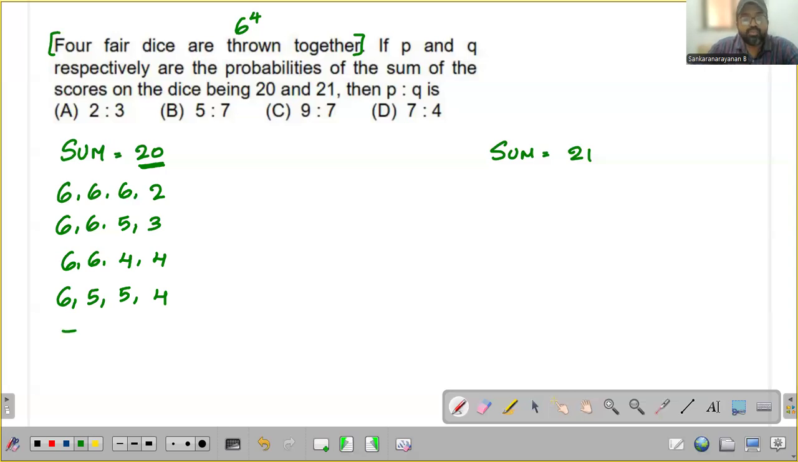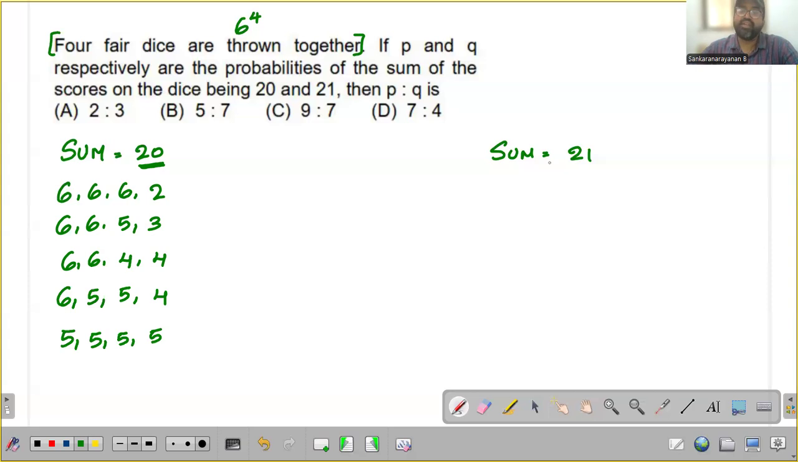It could also be 5, 5, 5, 5. So altogether you can say 1, 2, 3, 4, 5: 5 different ways where the sum is becoming 20, irrespective of the order. You see in 6, 6, 6, 2, or 6, 6, 5, 3, 6, 6, 4, 4, 6, 5, 5, 4, everywhere when you add, the total is coming as 20 only.